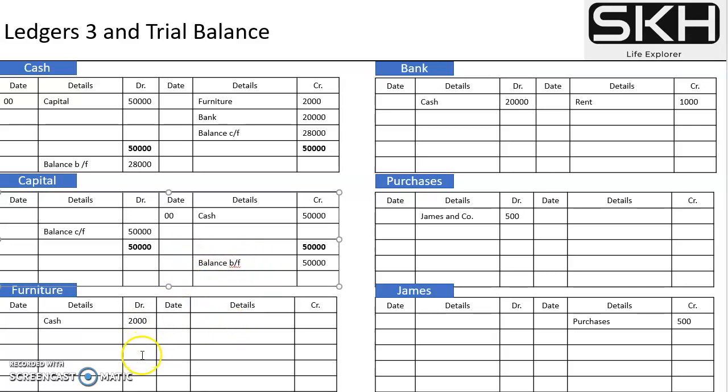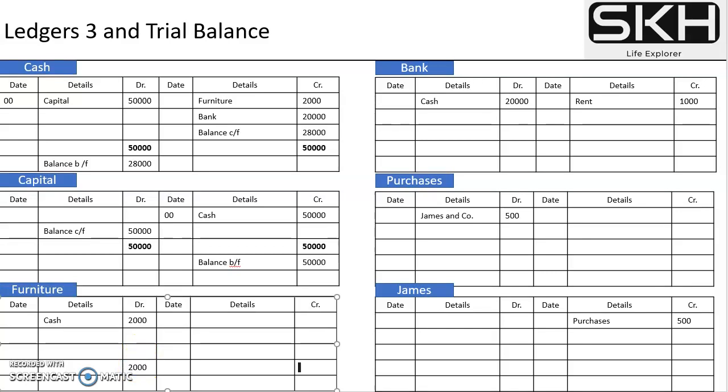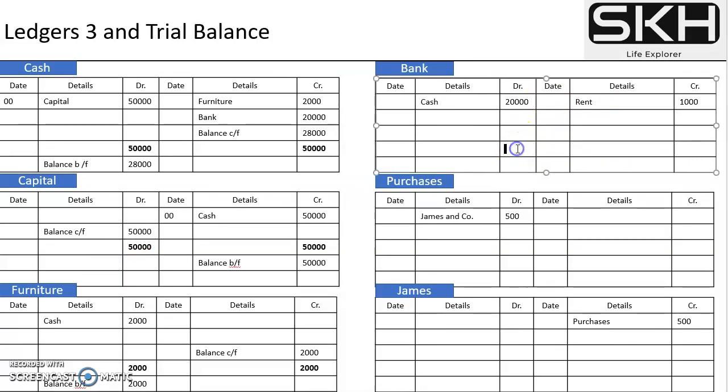Same for the furniture, nothing on the credit side. So 2000 will come on both sides. We'll just balance it. So balance CF will be 2000, and then it will become the balance BF. If you have any confusion about how I'm doing it, I have a video on ledgers, you can watch, and you will understand. Now here we have 20,000 on the debit side and 1,000 on the credit side. So our balance is 19,000, and that is called balance CF. That will become balance BF, 19,000.